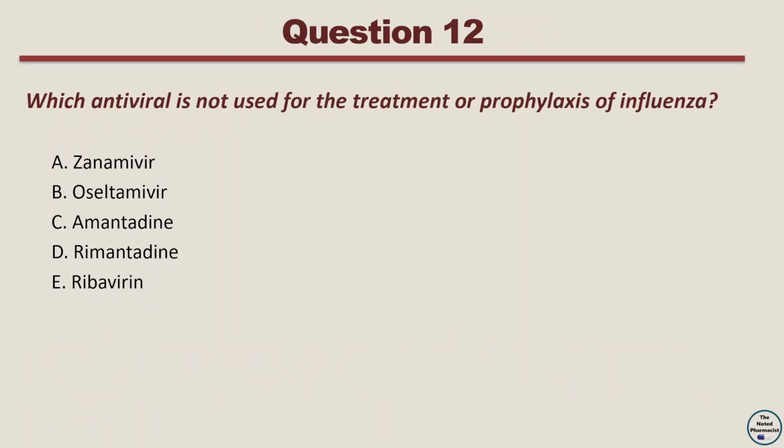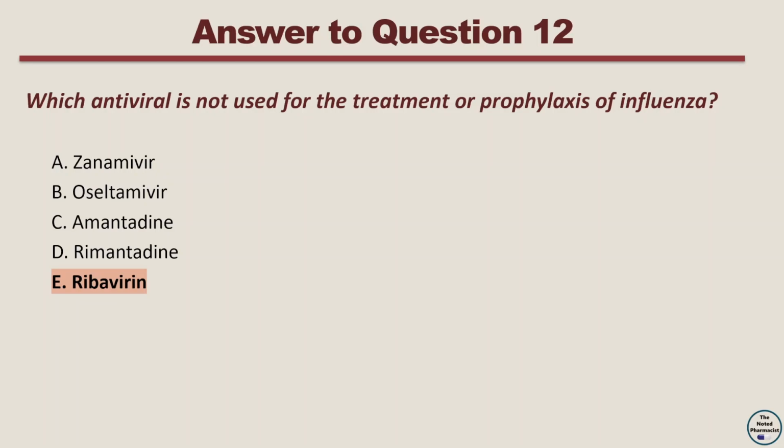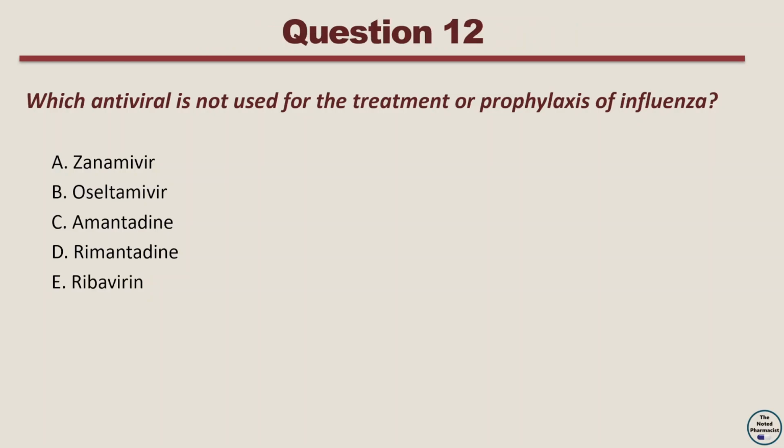Question 12. Which antiviral is not used for the treatment or prophylaxis of influenza? Option A, zanamivir. Option B, oseltamivir. Option C, amantadine. Option D, rimantadine. Option E, ribavirin.